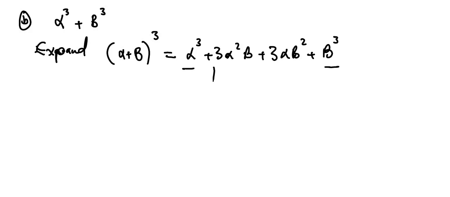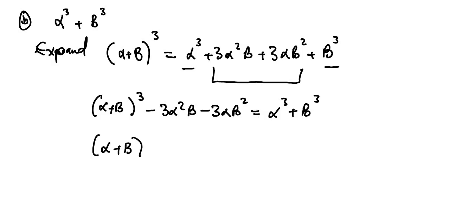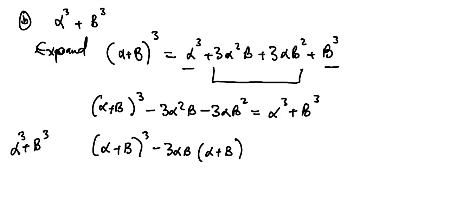So we take everything else, this part, on the other side. So this is going to be alpha plus beta to the power 3 minus 3 alpha squared beta minus 3 alpha beta squared, which is equal to alpha cubed plus beta cubed. So this will just be alpha plus beta to the power 3 minus 3 alpha beta, then you have alpha plus beta. That's what remains. So this is simply alpha to the power 3 plus beta to the power 3.